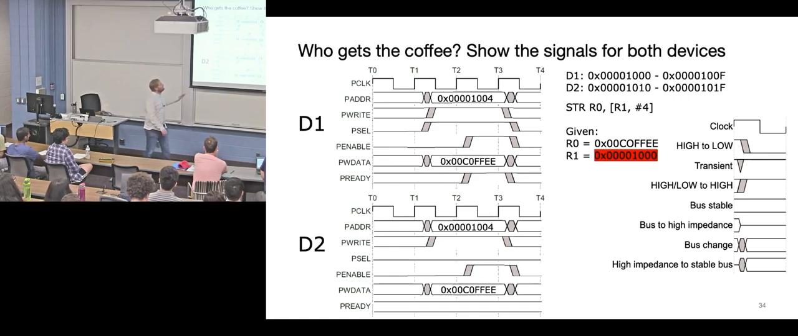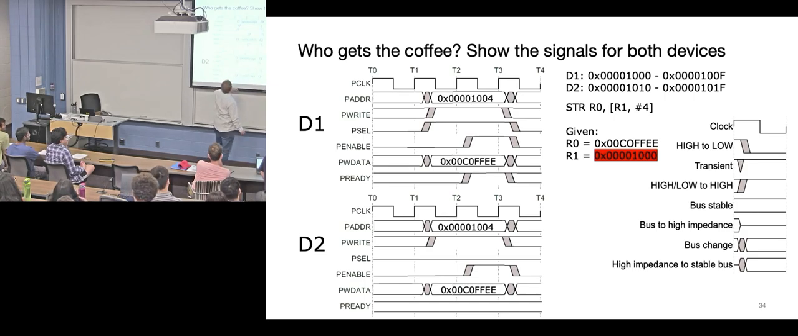Okay, so what data are we going to send? All the targets, all the peripherals get P-write data. They're all getting it sent to them, but only one of them should pay attention. And how do we define which target should pay attention? P-select, exactly. So P-select goes high for D1. Why? Because that address, 1004, is within the range of D1. P-select does not go high here, which is nice because that means the peripheral can basically just not do anything. No D flip-flops go, no combinational logic has to go. It does nothing, saving power.